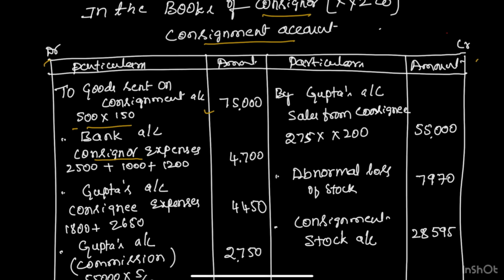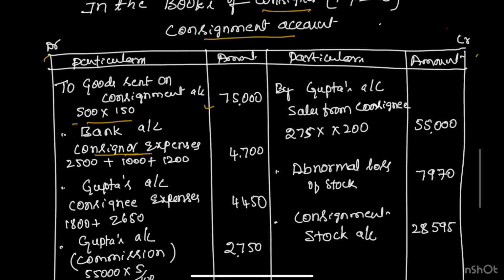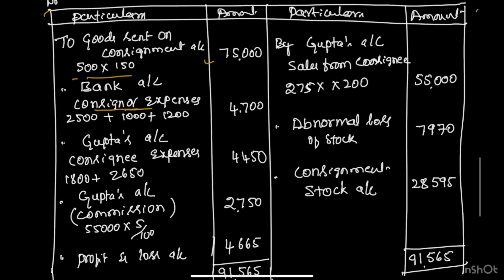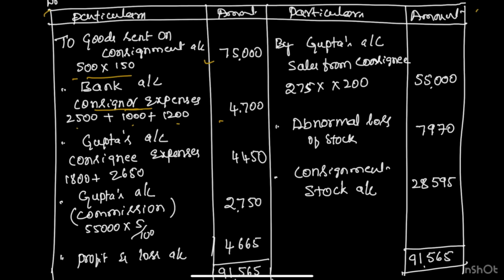The expenses incurred by the consignor. Here we have to consider all the expenses, recurring, non-recurring, all the expenses we have incurred are to be considered here. Okay, so this is not the value of stock, this is the total expenses on consignment, so we have to consider all the expenses. 2,500 plus 1,000 plus 1,200, total 4,700.